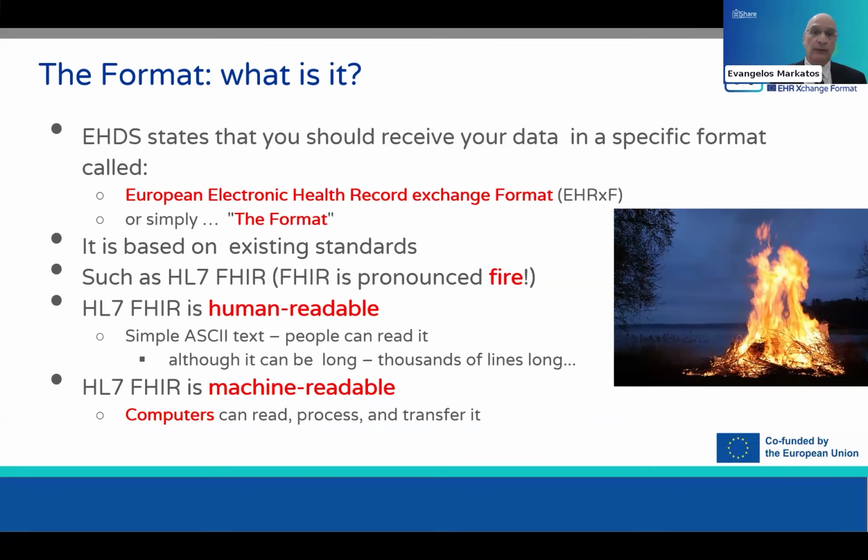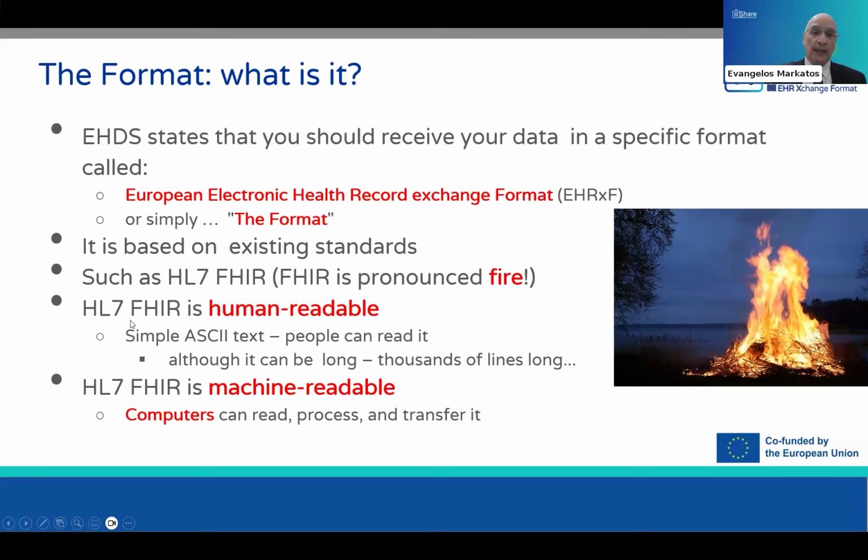Actually, the European Health Data Space states that you should receive your data in a specific format called the European Electronic Health Record Exchange format. Because the name is kind of long and kind of difficult, we call it the format. And the format is based on existing standards like HL7 FHIR. That word that you see here, FHIR, we pronounce fire, like the fire.